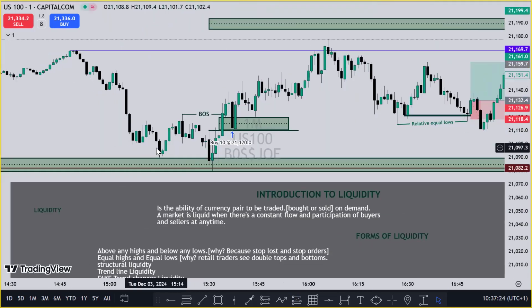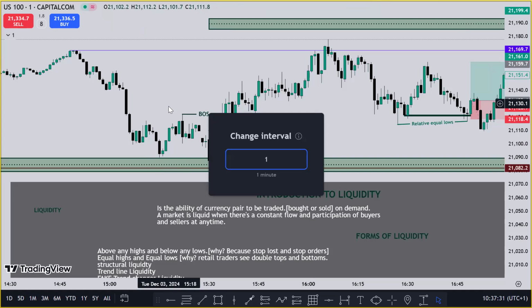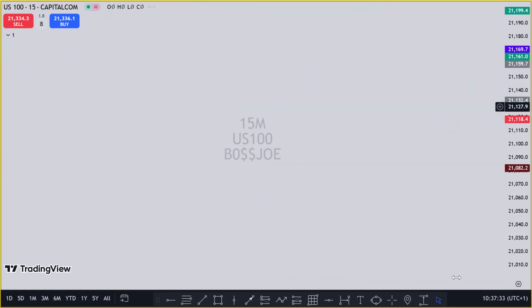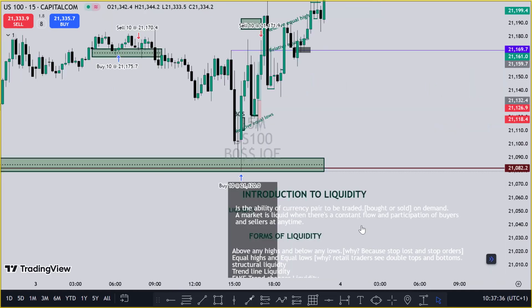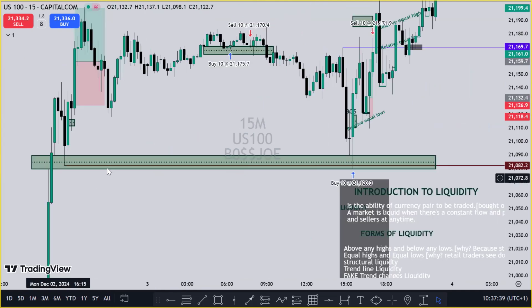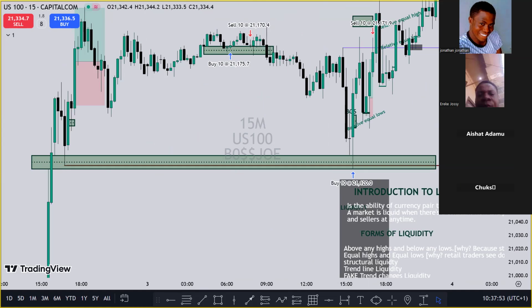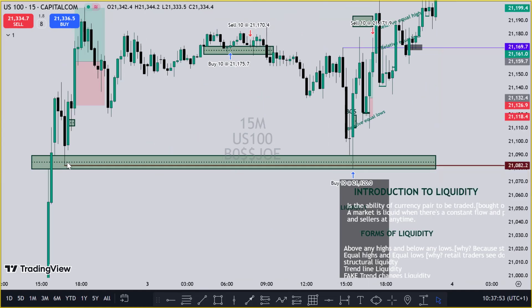Now, this one was our 15 minutes fair value gap. This one right here. You still remember? Let's go back to the 15 minutes fair value gap. So you saw this 15 minutes fair value gap is here, and the sell side liquidity, the low here. First of all, I want you to mark that. You mark the 15 minutes fair value gap.